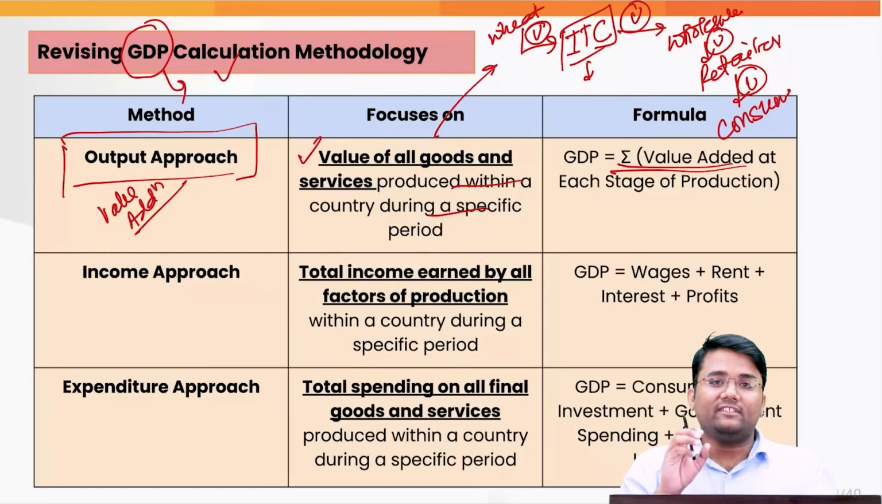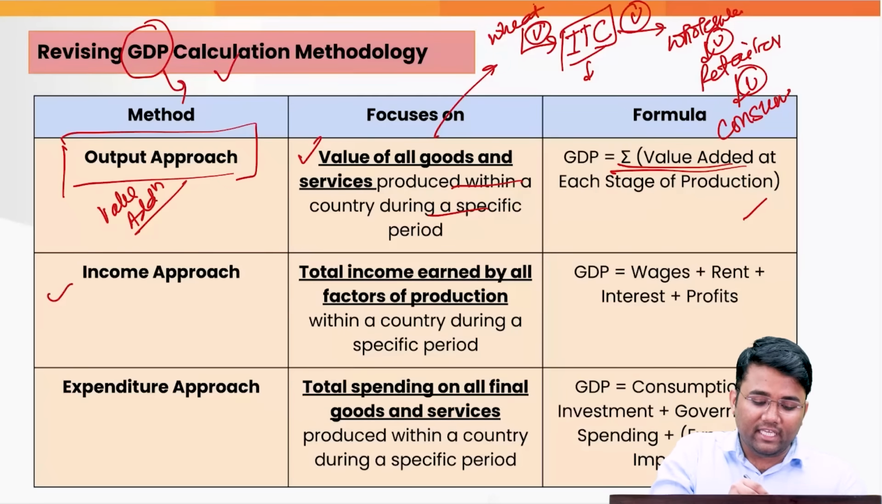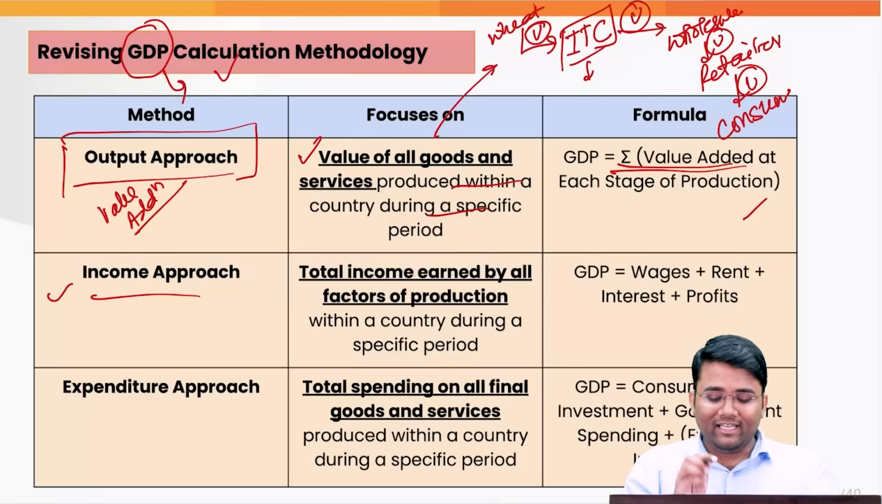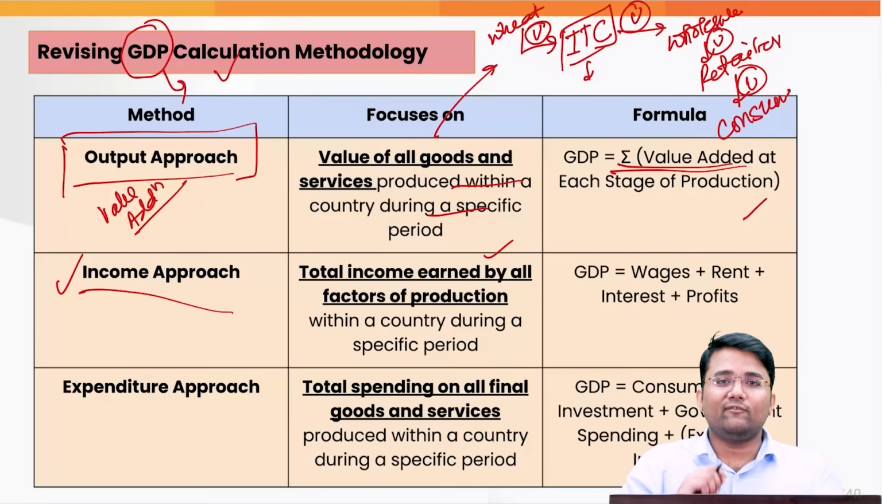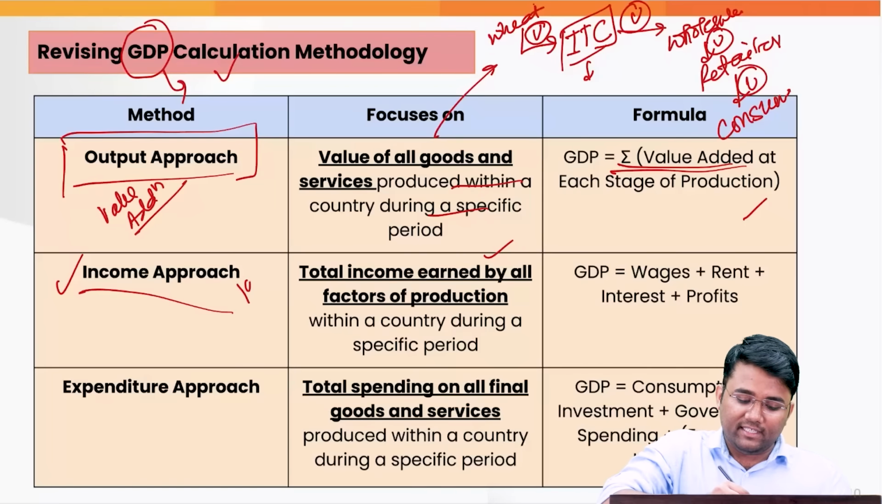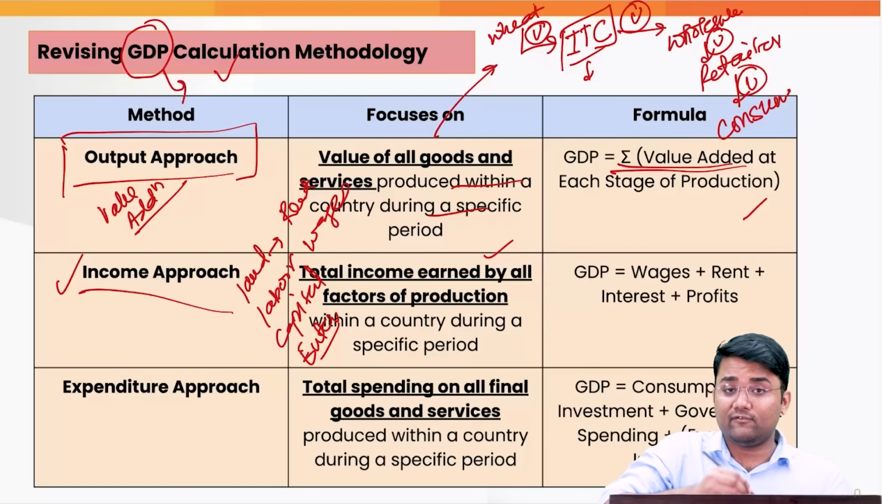Also, we add whatever taxes are being paid, and the subsidies which are being given are deducted from this figure. Then comes the income approach, where total income is earned by all the four factors of production. So what are the four factors of production? One is land, then labor, then capital, and then entrepreneurship. For land, we get rent. For labor, we get wages. For capital, we get interest. And for entrepreneurship, we get profit.